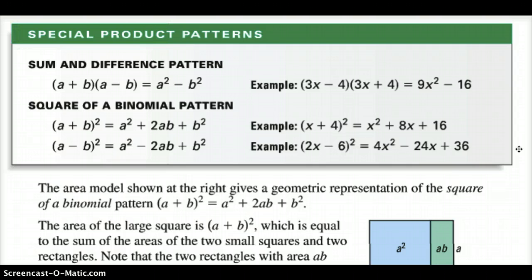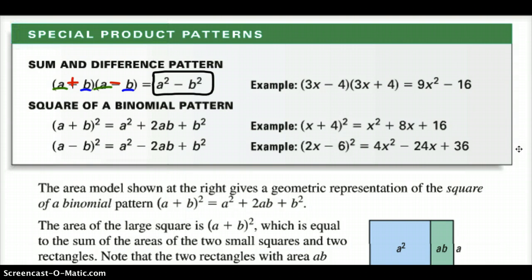So the sum and the difference pattern says the first terms of the binomial match. So you have a and a, and then the second term of each binomial matches. But we have different signs: the plus in the first grouping and the minus in the second grouping. And when we FOIL those, the result ends up being just a squared minus b squared.